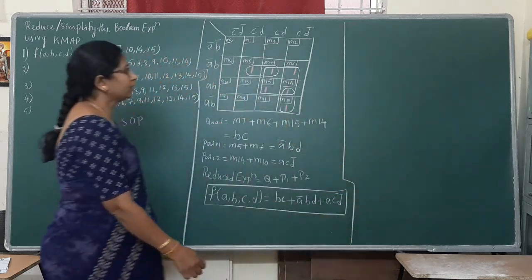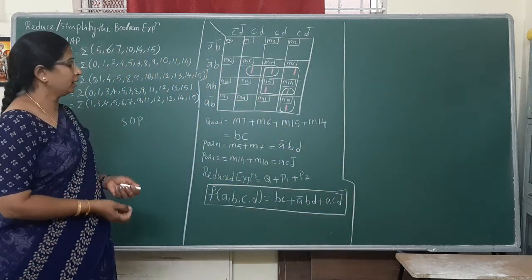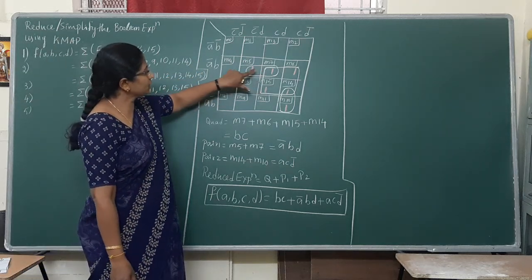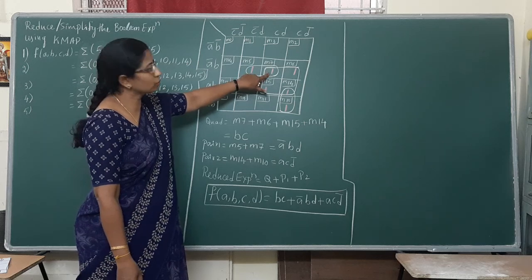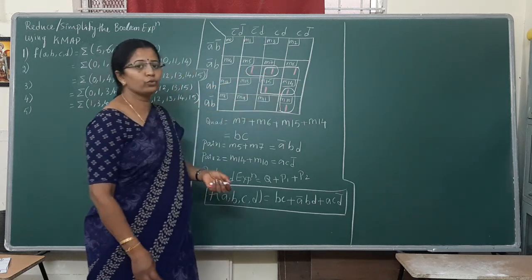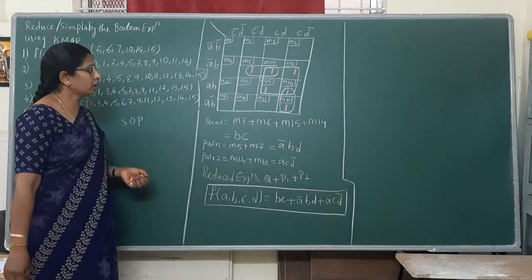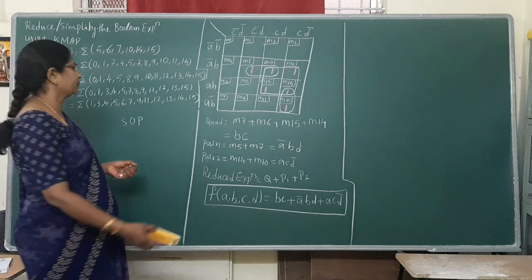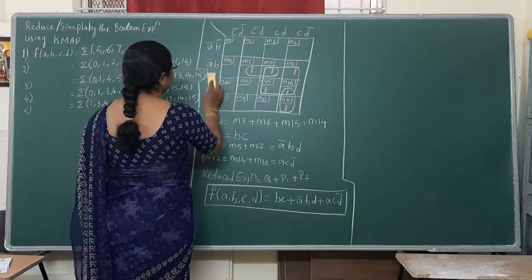Did you get it? Understood? Any doubt with this? These 4 are adjacent. This is adjacent to 7, that is 5 is adjacent to 7, 10 is adjacent to 14. Here we got one quad with the 2 pairs. No redundant groups are there. Okay? Shall we move to the next one?